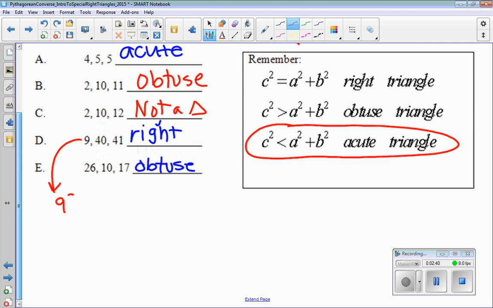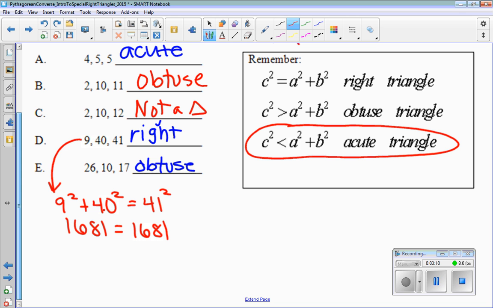Okay, so let's just check it. If 9 squared plus 40 squared equals 41 squared, then 9, 40, and 41 are considered a Pythagorean triple. Let's see if it works. I'm just going to borrow Jason's calculator real quick. So I have 9 squared plus 40 squared, and I get 1,681 on the left-hand side. And then when I do 41 squared, I also get 1,681. So I agree, it is a right triangle.